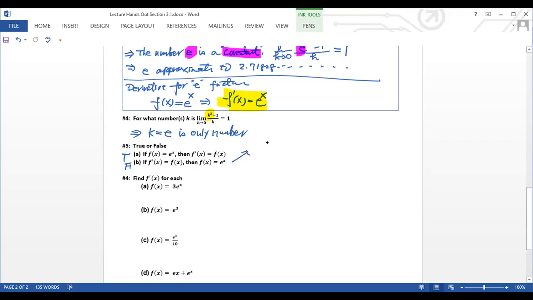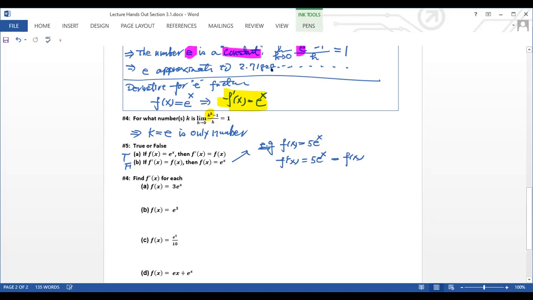It doesn't have to be only e to the x here. So for example, if f of x equals a constant 5 e to the x, what is f prime x? It is 5 e to the x, still equal to f of x. But f of x doesn't have to be e to the x only. You can have any constant here.